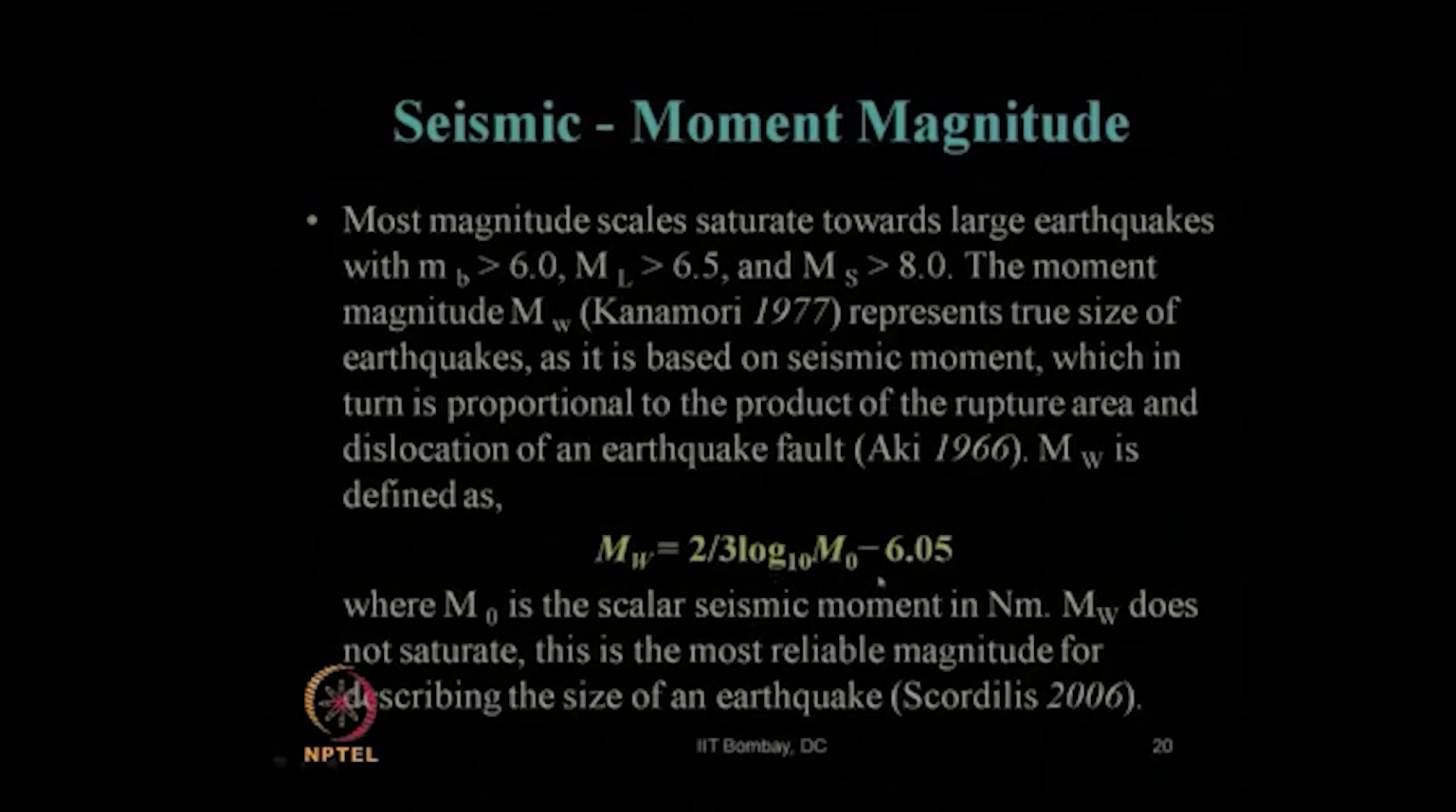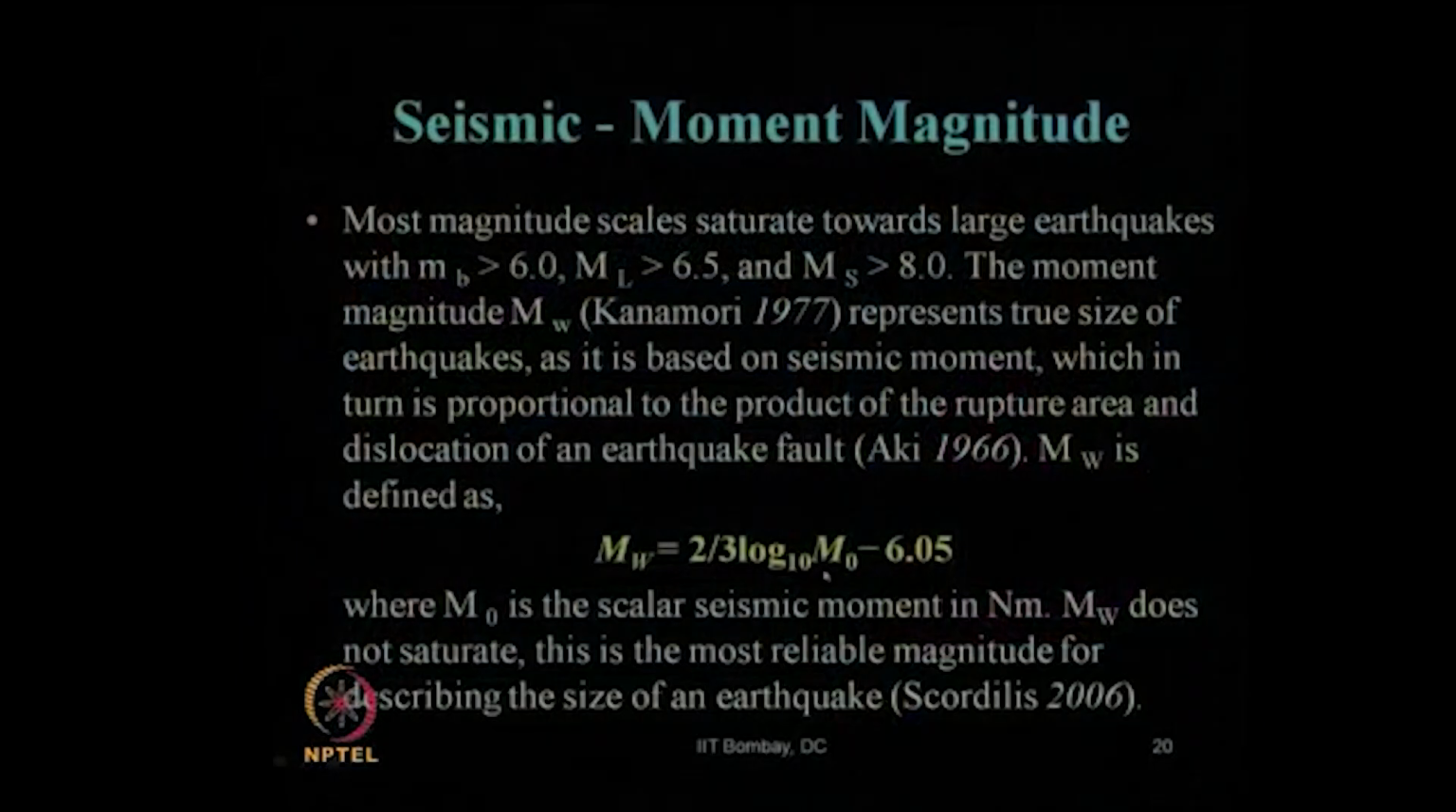MW is defined using this expression, which we have seen just now: minus 6 or minus 6.05 plus 2/3 of log to the base 10 M naught, when M naught is in the unit of Newton meter, and MW does not saturate. So, this is the most reliable magnitude for describing the size of an earthquake, as also proposed by Skordelis in 2006.